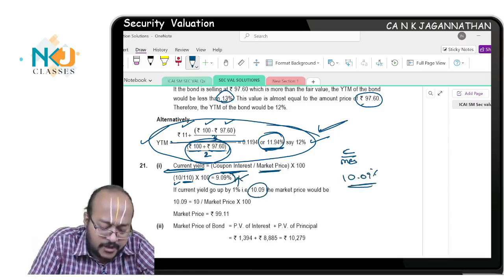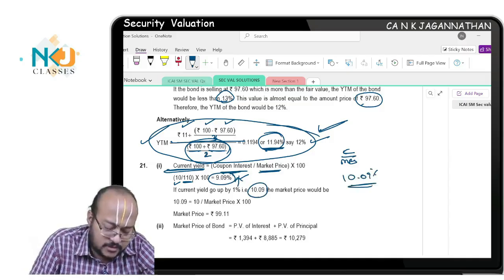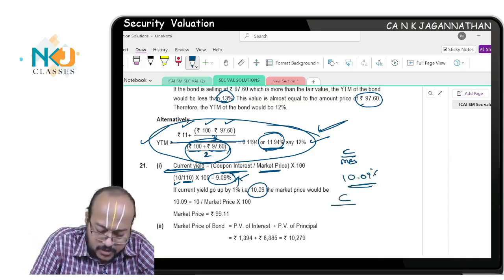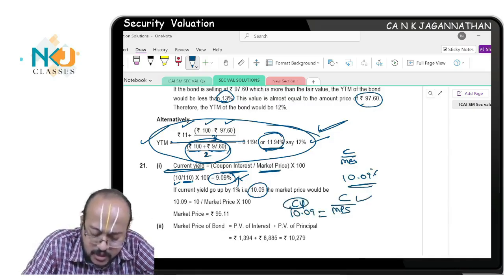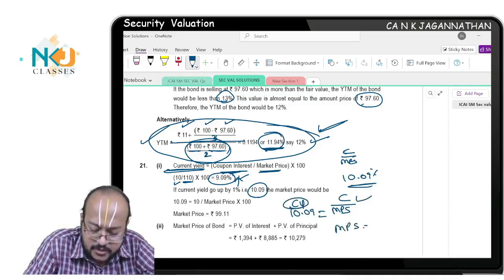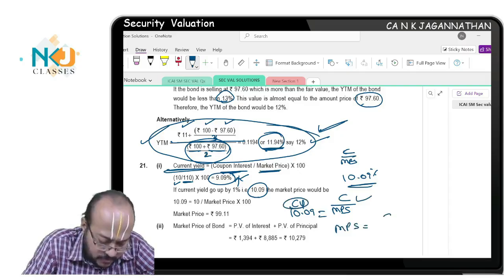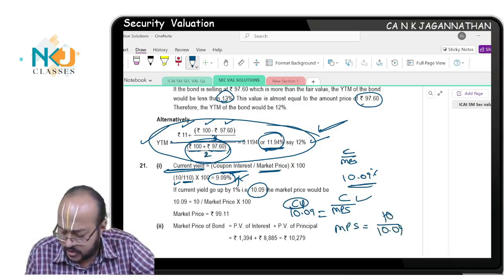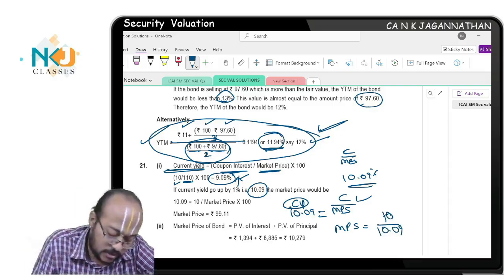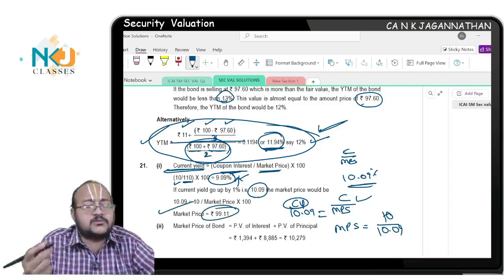Then what will be the market price? Very simple. Current yield is coupon divided by market price. Now the current yield goes up to 10.09%, and the coupon remains the same, so you equate: market price is nothing but the coupon 10 divided by 10.09. Are you all getting 10 divided by 10.09? It is 99.11. This is the market price. This is how they have done it.